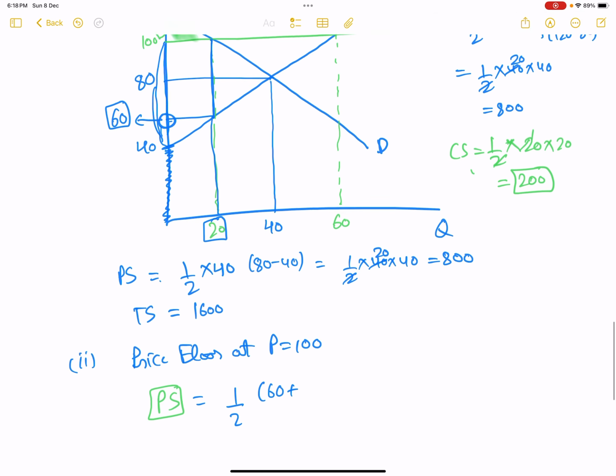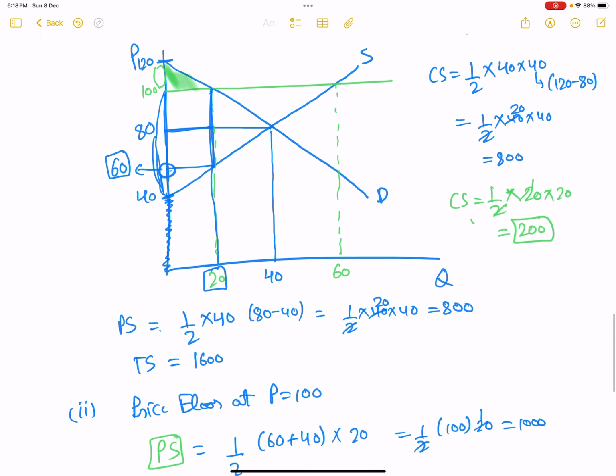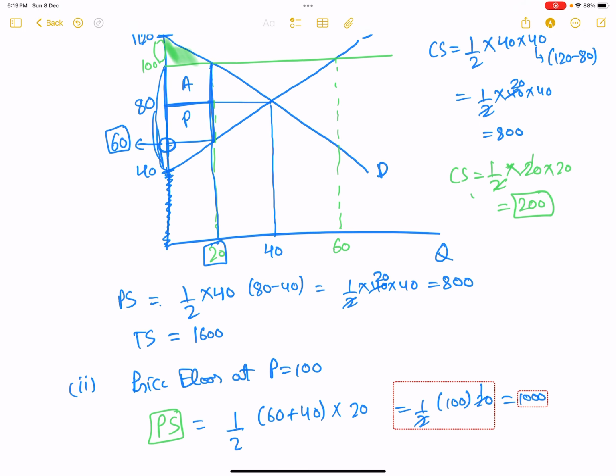Okay, so we were finding the area of the trapezium. Half into the sum of the parallel sides. This is 60, this is 40, into the height. Height is 20. So this is half into 100 into 20, which comes out to be 1000. Or if you don't know the area of the trapezium, you can first find the area of A and B. A plus B is a rectangle, and then the area of the triangle. This will also fetch you the same result.